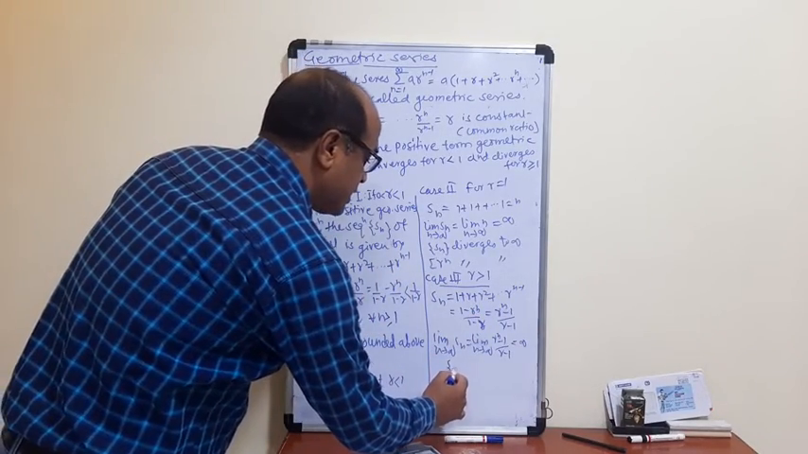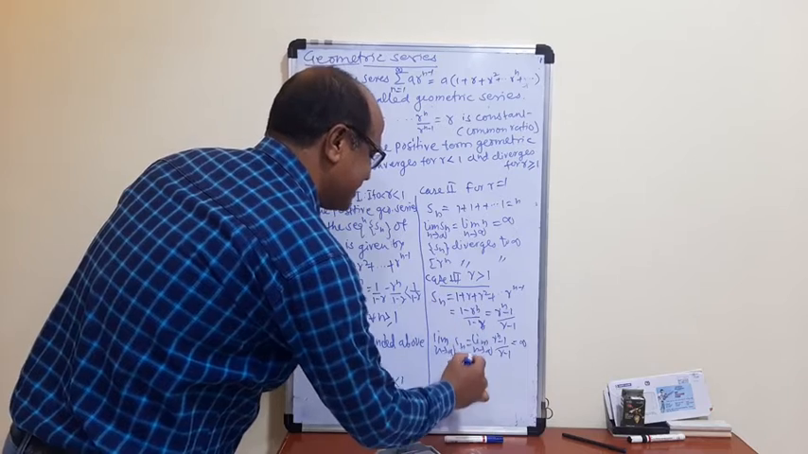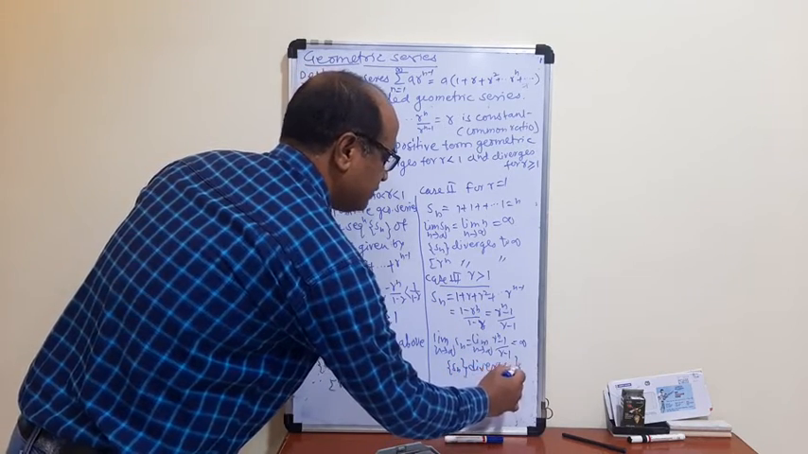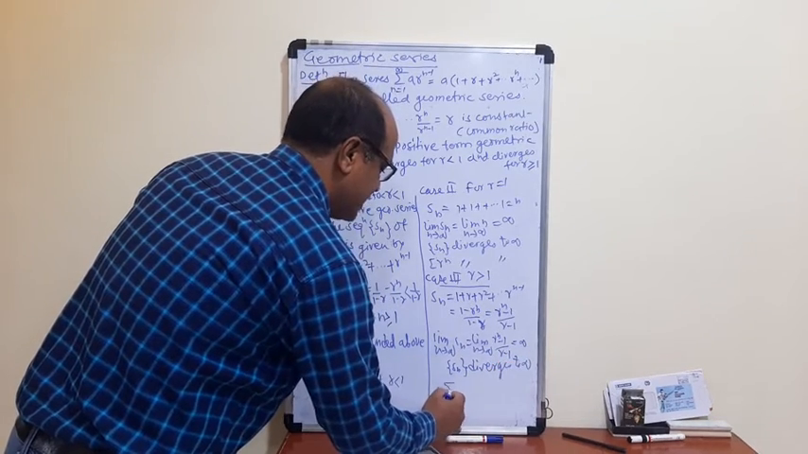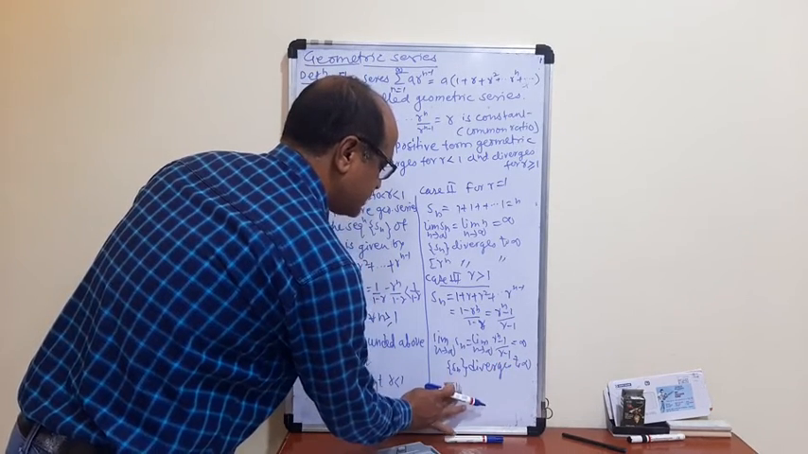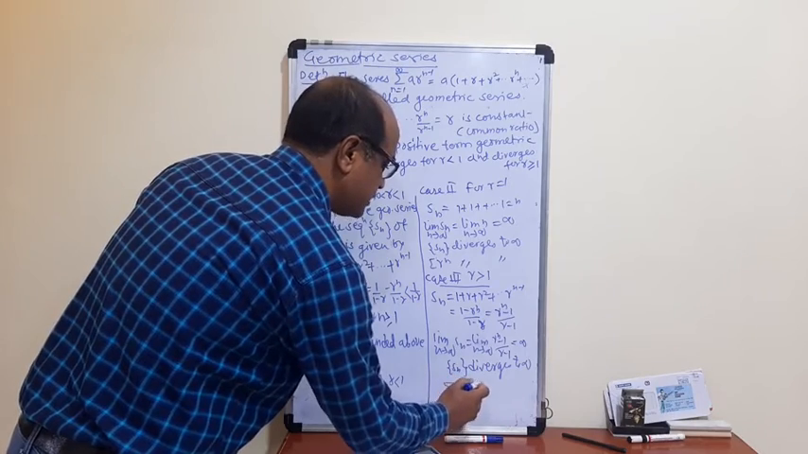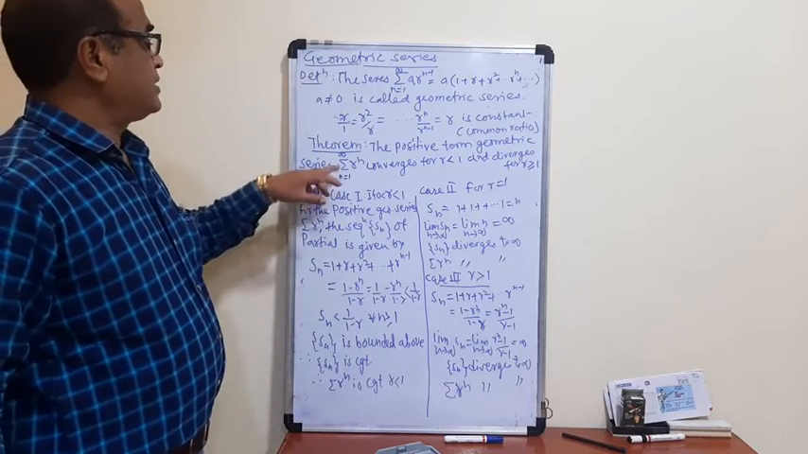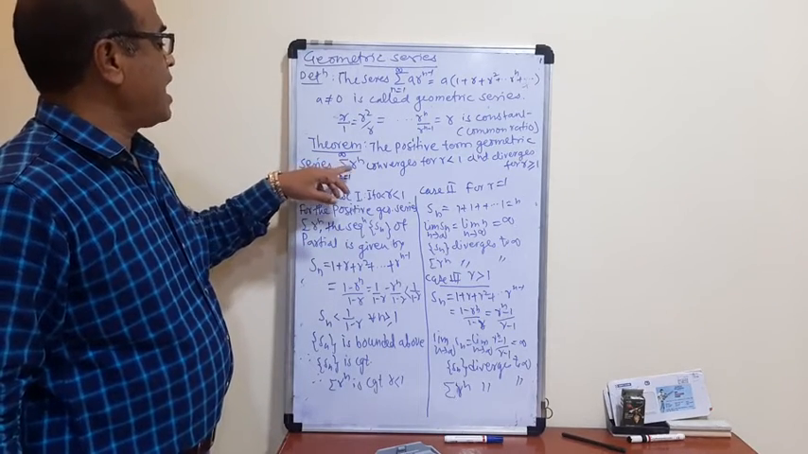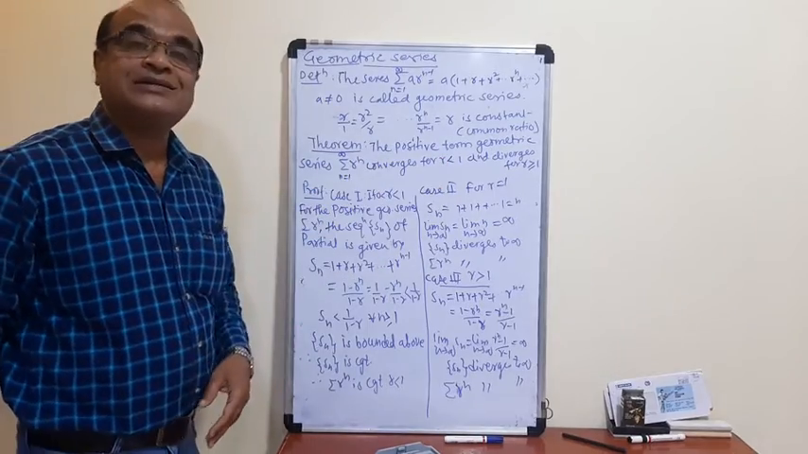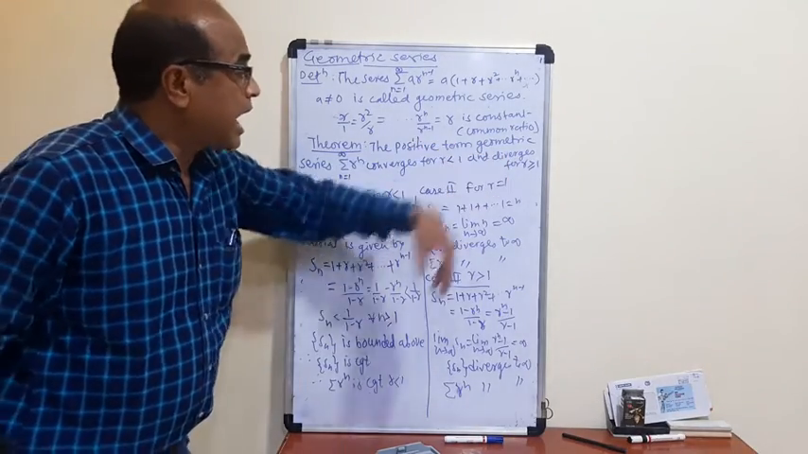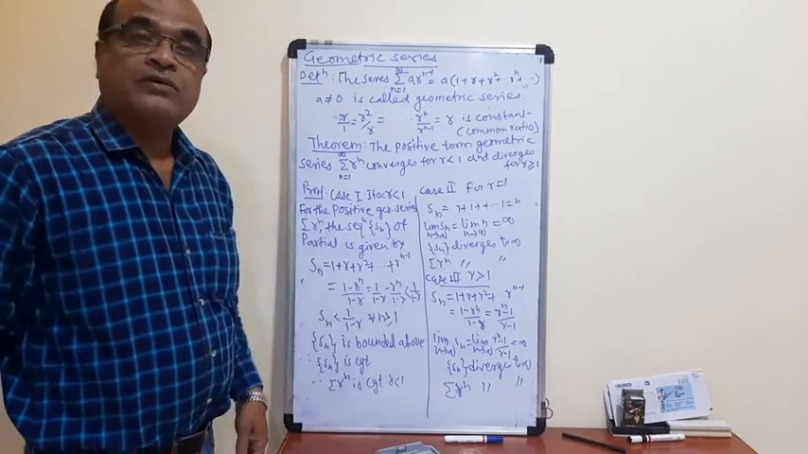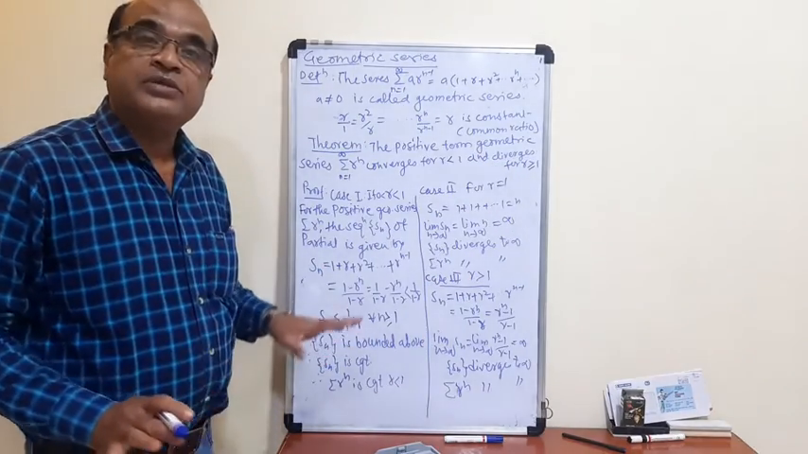Therefore, the sequence Sn diverges to infinity. Therefore, the series R^n also diverges to infinity. So we prove here that the geometric series R^n converges if R is less than 1 and diverges if R is greater than or equal to 1. Hence the proof of the theorem.